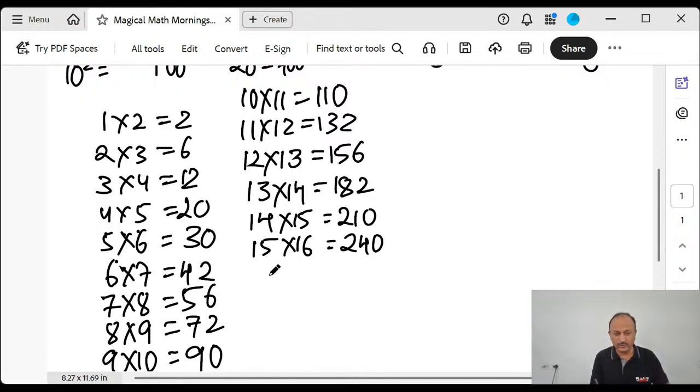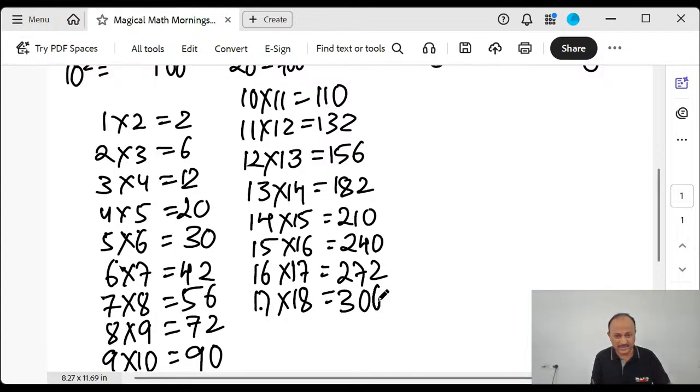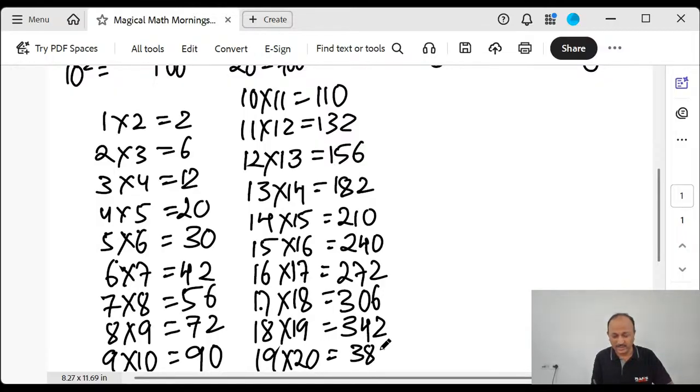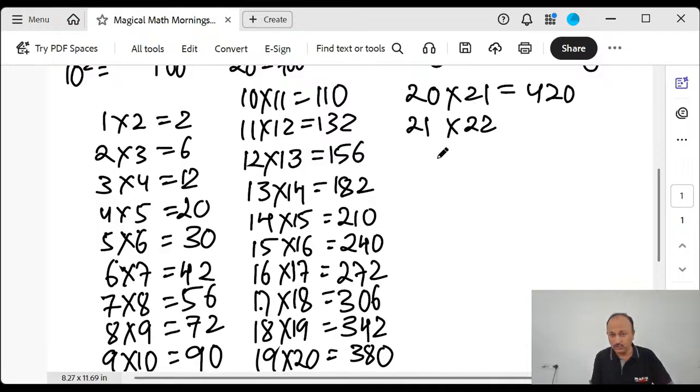All these things we are going to use. 16 into 17, we will get 272. This we have to remember. 17 into 18 also we should remember. That is 306. 18 into 19, again we have to remember, it is 342. Rest everything we can easily calculate. 19 into 20 is 380. Last two ones: 20 into 21 is 420, and 21 into 22, what will we do?